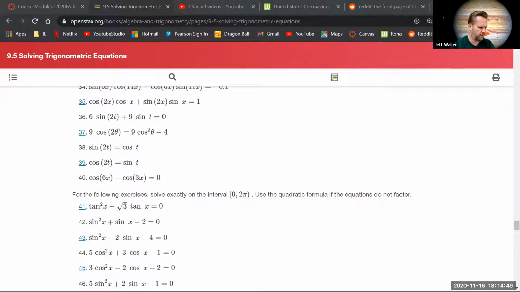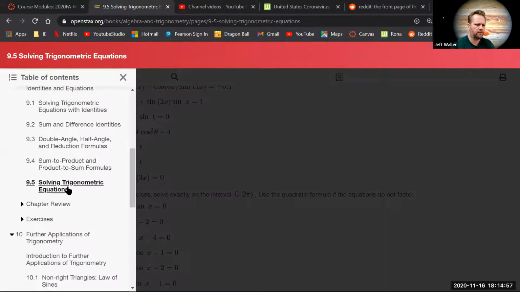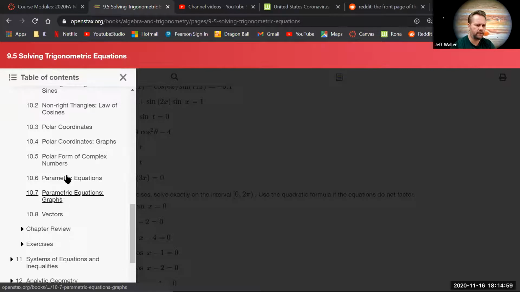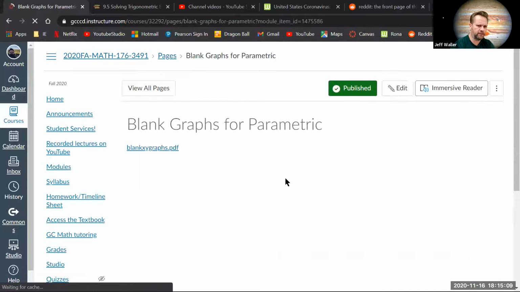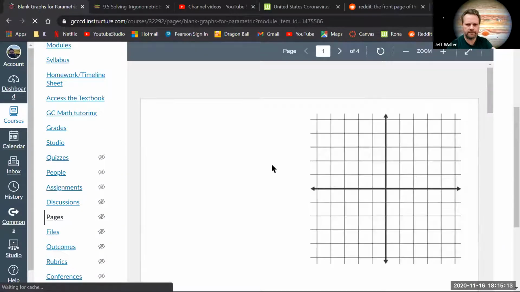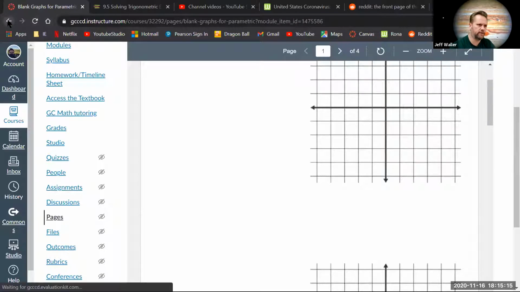We've got to get back to where we left off. We left off in parametric equations. I just put up something new here called blank graphs for parametric, but they're really just XY graphs. So who cares, right? Because that's what parametric is all about.